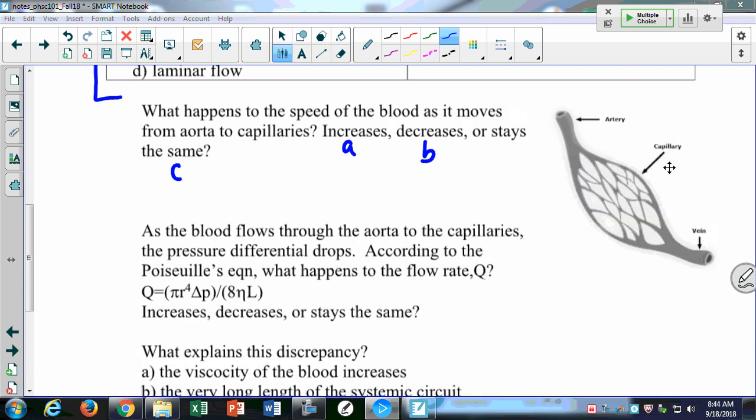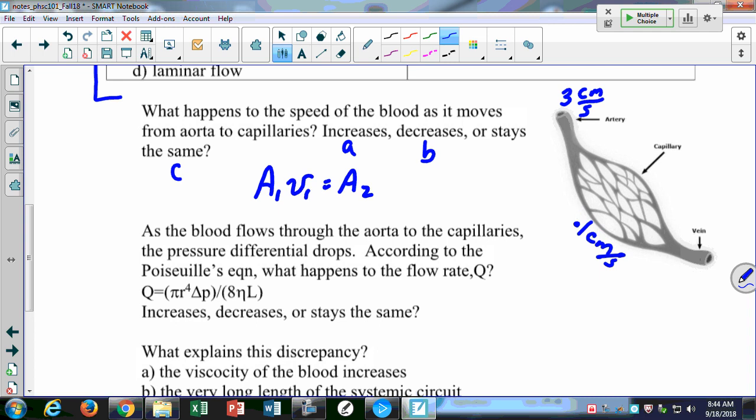In fact, that was the figure that we showed in the book earlier, where it showed the capillaries. On page 56, it gives the speed. The speed in the capillaries for blood is about 0.1 centimeters per second. But up here in the aorta, it's about 3 centimeters per second. So it goes a lot faster, right? 30 times as fast in the aorta. The reason this happens is that we know A1V1 is equal to A2V2.